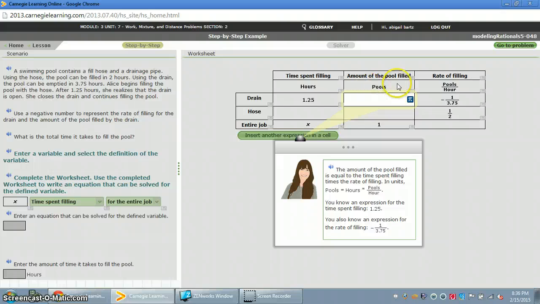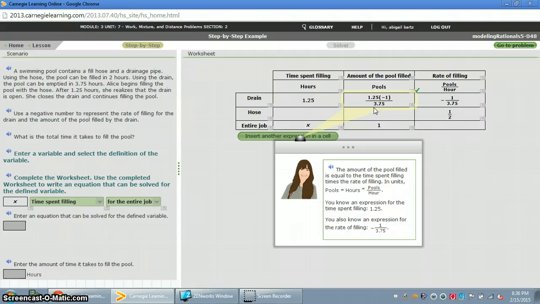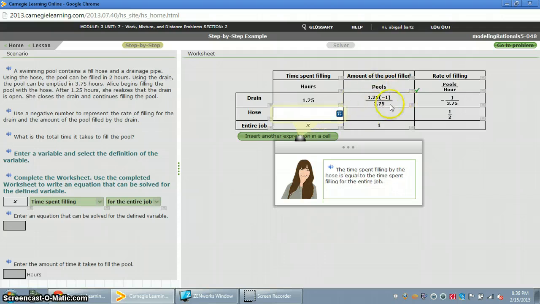Notice if you want to find pools, you're taking your hours times your rate. So I'm actually going to take my hours, 1.25, and I'm going to multiply it times my rate, 1 over 3.75. They kind of put it in a fraction this way. You could simplify it later, but the idea is make sure you know what you're multiplying by.